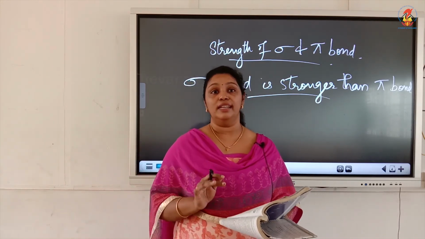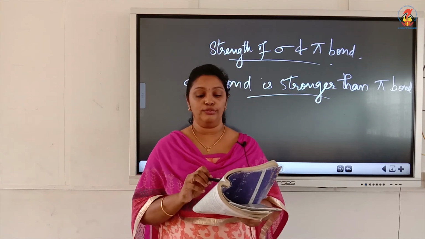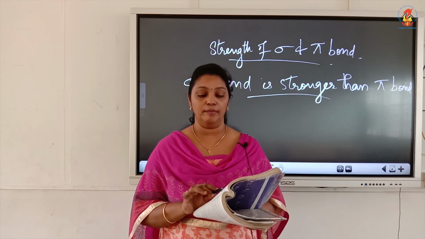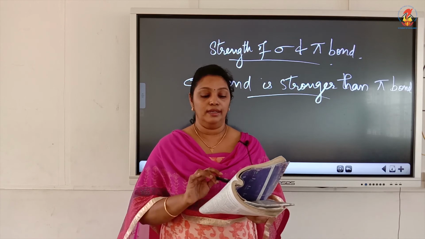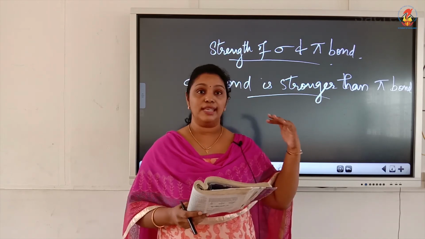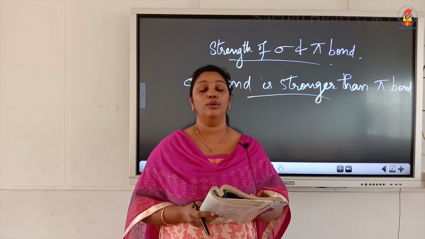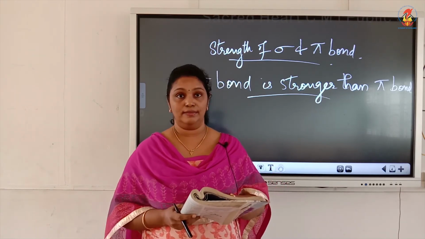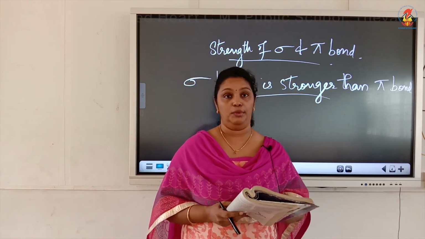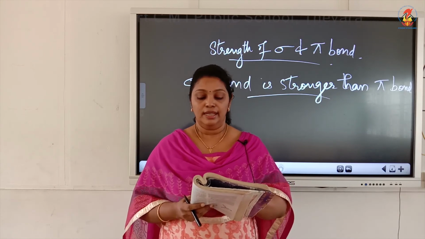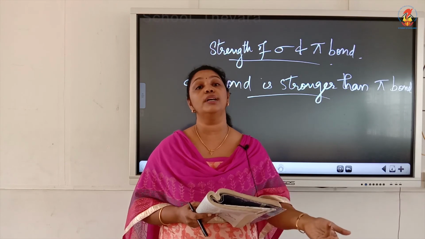And the reason is, we can say that the strength of a bond depends upon the extent of overlapping. In case of sigma bond, we know that the overlapping of orbitals takes place to a larger extent because it is along the internuclear axis. Whereas in pi bond, the overlapping is less between the orbitals. So sigma bond is stronger than pi bond. And another reason is that the pi bond is always formed in addition to a sigma bond.